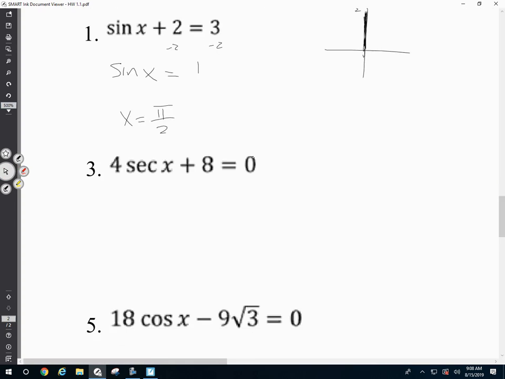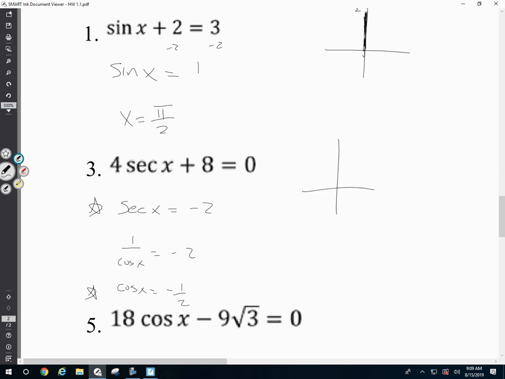Here we go. Let's isolate secant. I'll subtract 8, divided by 4. Secant x is equal to negative 8 over 4, which is negative 2. So if I think about it, secant being equal to negative 2 would be the same as 1 over cosine being equal to negative 2, or cosine being equal to negative 1/2. So solving this equation is the same as solving this equation. So I need to figure out when cosine equals negative 1/2.